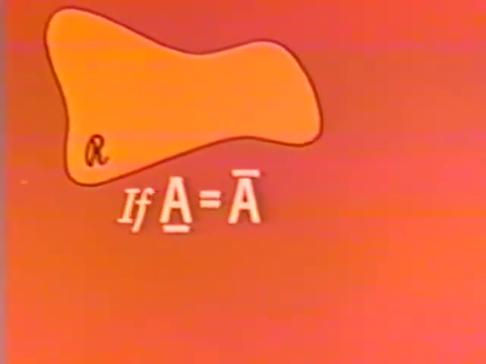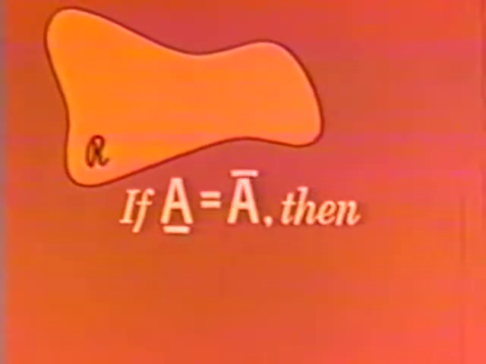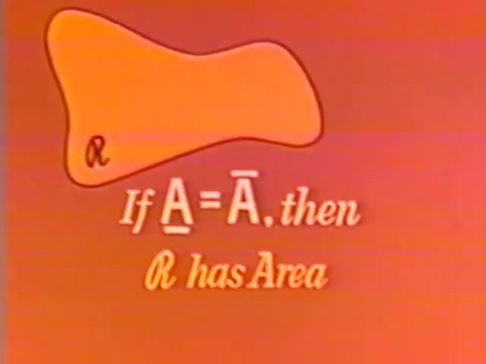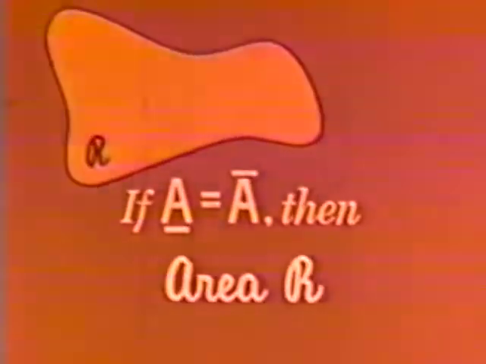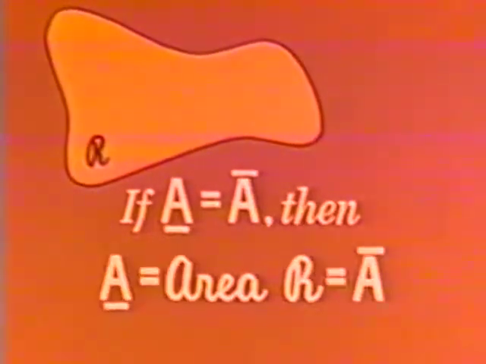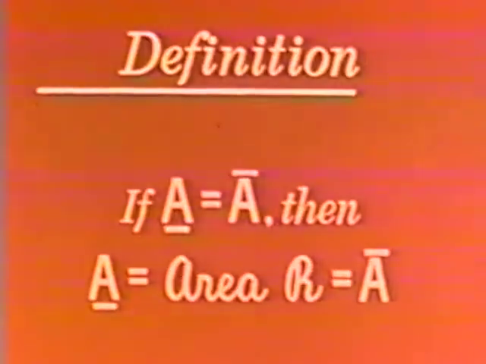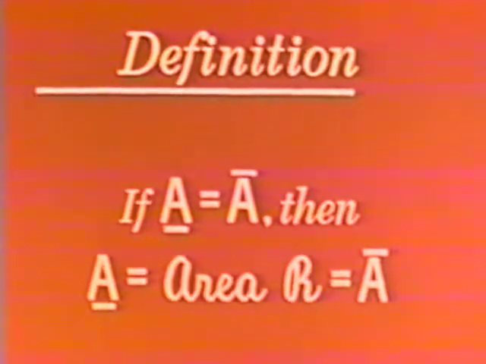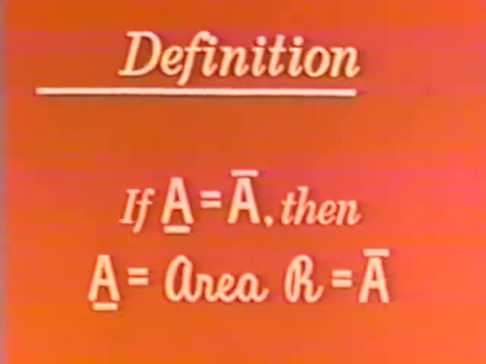In case the inner and outer areas are equal, then we say that R has area and define the value of the area to be equal to the common value of the inner and outer areas. In the present film, we shall see how this approach to area leads to the important concept of the definite integral of a function.